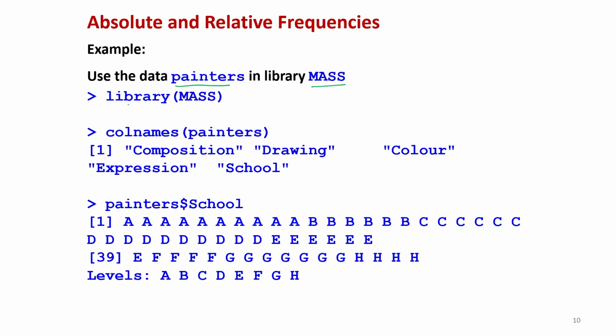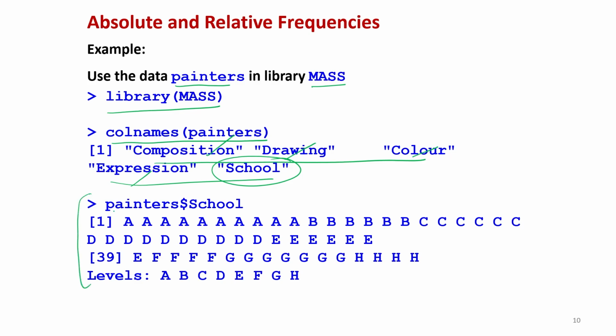So let me try to load the library by using the library command, library(MASS), and then you can see here that the column names were composition, drawing, color, expression, school. These were the variables on which we have got the data. If you try to recall, the data on composition, drawing, color and expression was numerical, and the data on school was categorical: A, B, C, D, E, F, G, H. So let me try to recall the data.